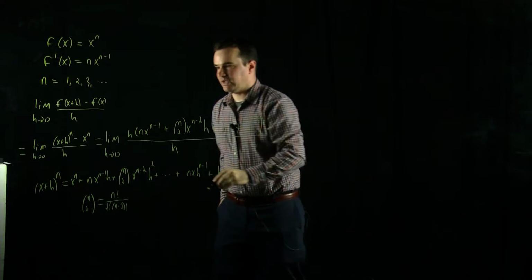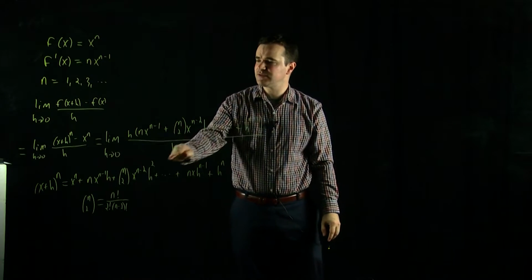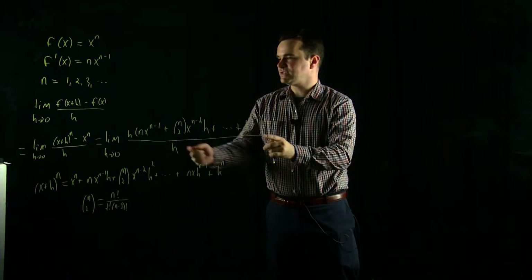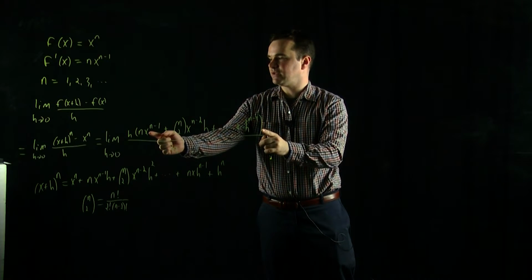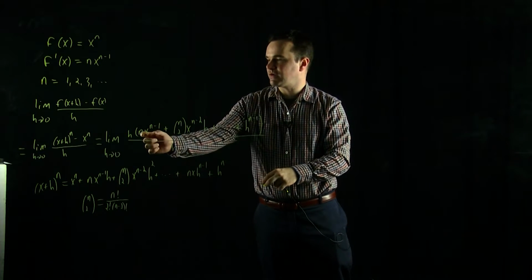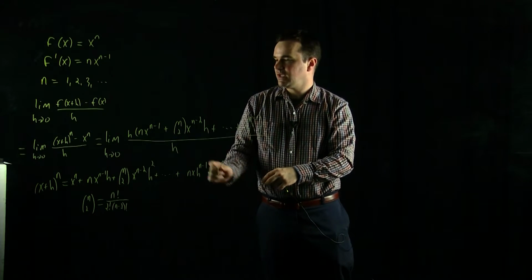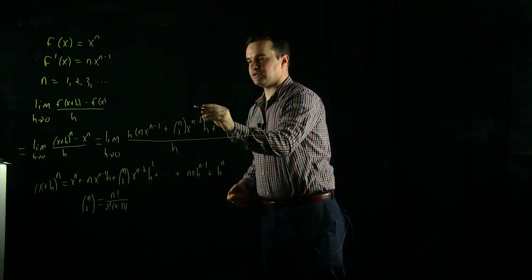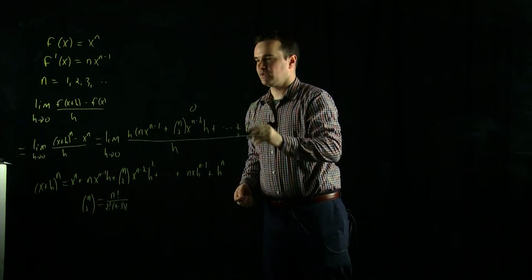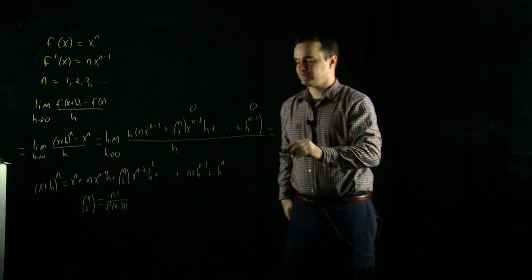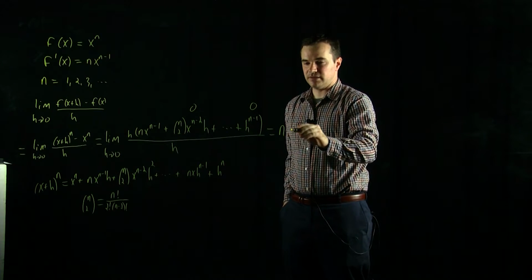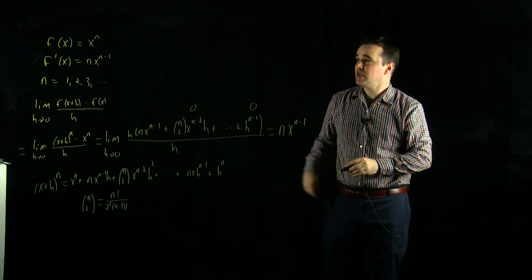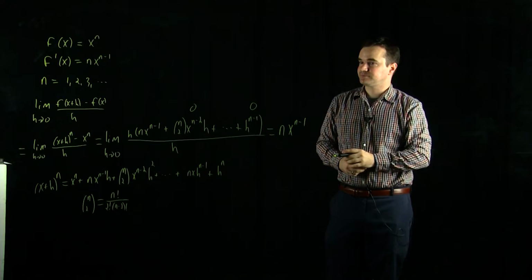And then you divide by h. So now you can simply cancel these two, and what you're going to be left with is taking this limit. And so this limit, as h goes to 0, well, you have a constant because the h was canceled, and then everything else is multiplied by h. So all of this stuff is going to go to 0. And what you're going to be left with is just n times x to the n minus 1. And that shows that formula.